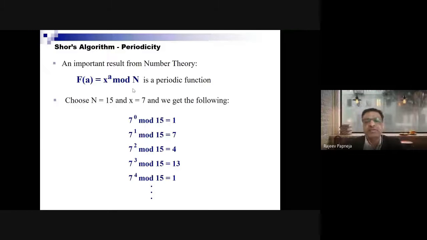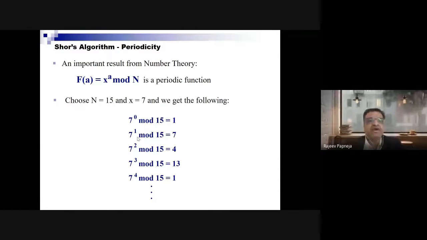What do you mean by a periodic function? So let's say I choose a number as 15, and I choose my x as 7, and I do x raised to a mod n. So you will see 7 to the 0 mod 15 is 1, then 7, then 4, then 13. Again, when you come to 7 raised to 4 mod 15, it will again become 1, 7, 4, 13. So this is a periodic function. That's what in mathematics is called a periodic function.